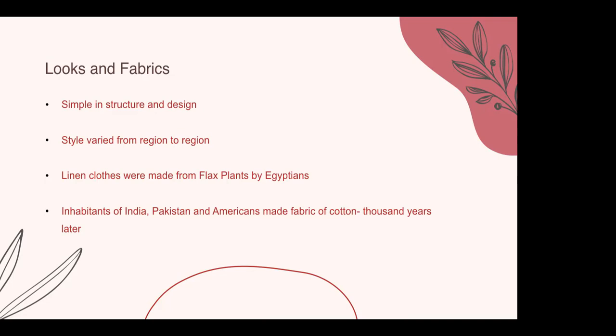The Egyptians started making linen clothes. Flax is a plant. If you study technically, flax is the other name of linen, because linen is a garment, but flax is a fiber from which linen is made. Inhabitants of India, Pakistan and Americans made a fabric of cotton 1000 years later. Okay, these 3 countries derived the cotton fabrics, but it was much later.